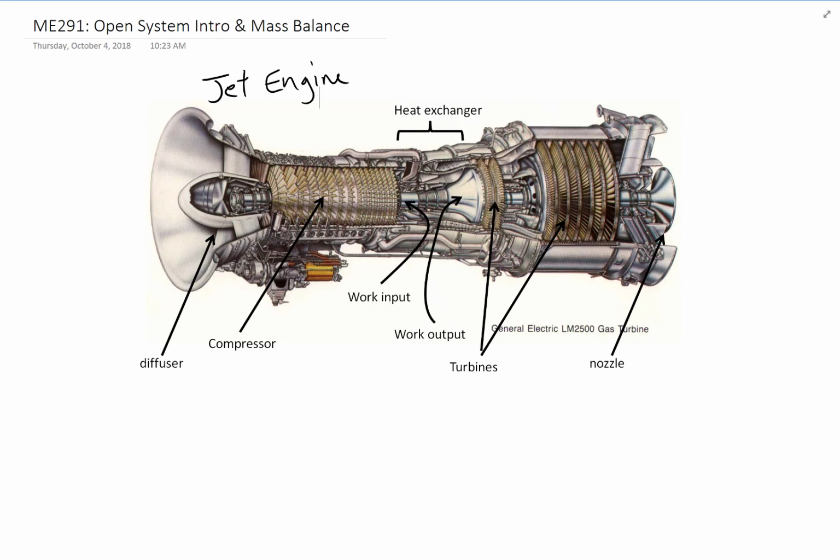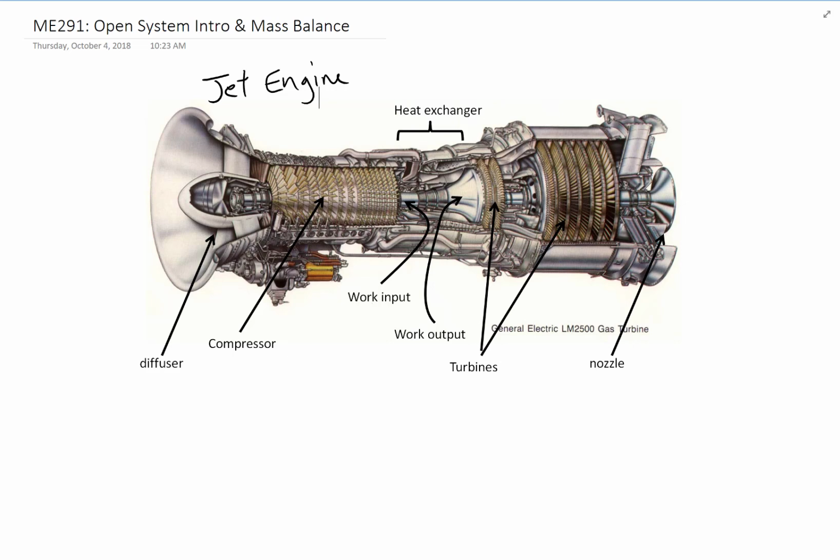And then it goes through a heat exchanger, which allows combustion to occur and allows heat to exchange between the exhaust gases and the air. And then they go through turbines, which produce a work output. And then eventually they go through a nozzle, and at the end of the jet engine, they create thrust.